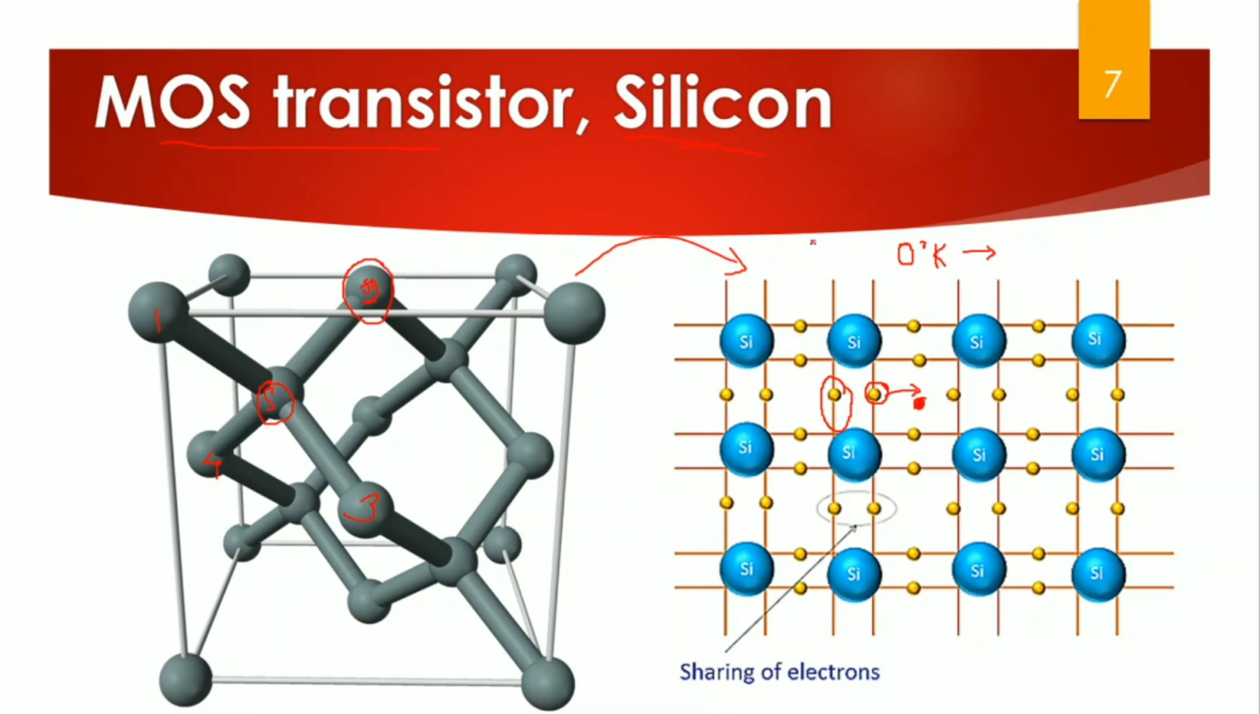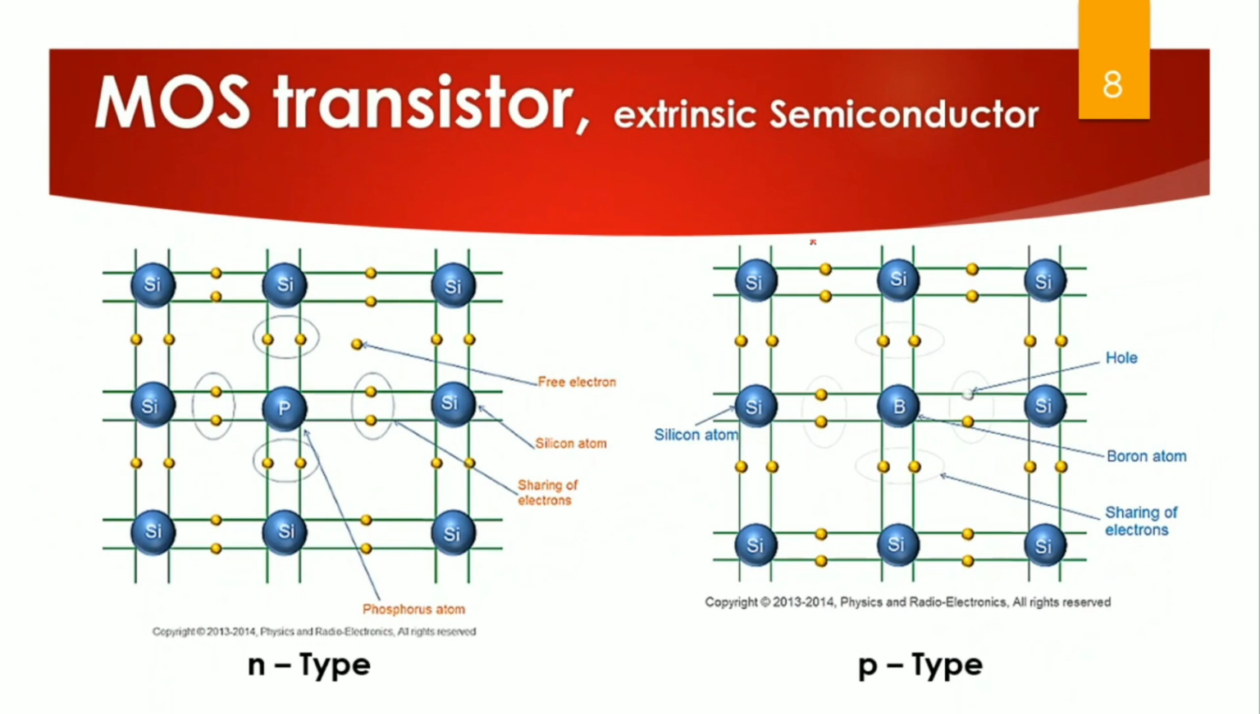But there is also another way to start conducting in the silicon material. You can improve the number of free electrons by adding doping. This is called extrinsic semiconducting material. In extrinsic semiconducting material, there are two types: one is N-type, the other one is P-type.